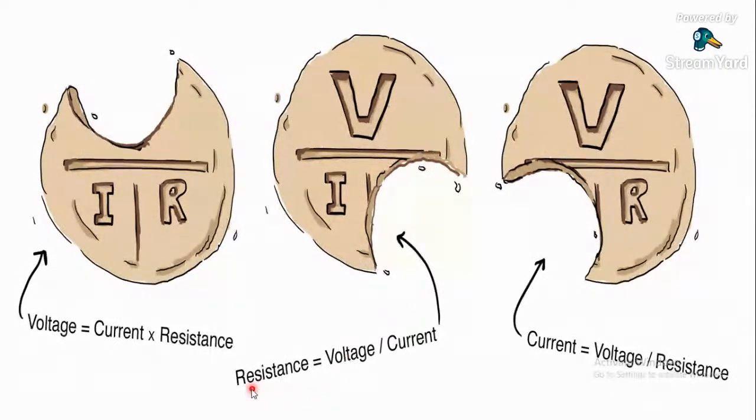Next, kapag wala naman si resistance. Resistance is equal to voltage divided by current. So, ibig sabihin, that is R equals V over I. Okay? Next, kapag si current naman ang wala, so current is equal to voltage over resistance. Ibig sabihin, that is I equals V over R. So, lagi niyong tatandaan itong mga formula natin kasi magpo-computation tayo.